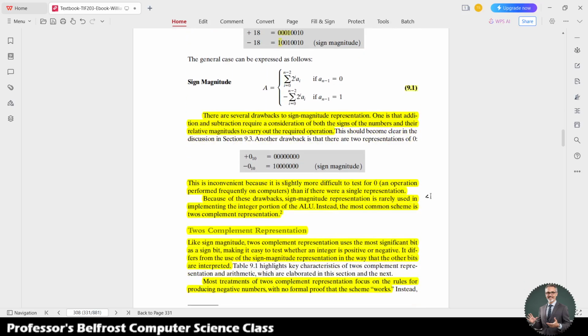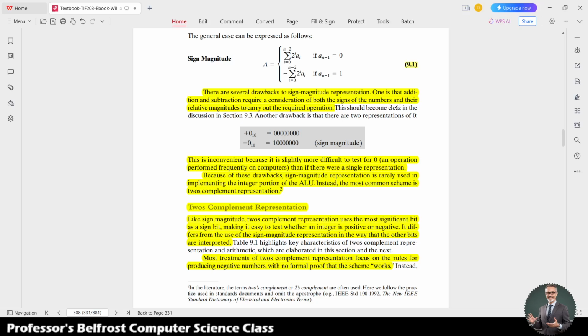Actually, there is a drawback if we stick to this rule, because it means we have two different representations for 0. We can represent 0 as positive and also as negative, and this is inconvenient. So what we have discussed is to choose the two's complement representation.